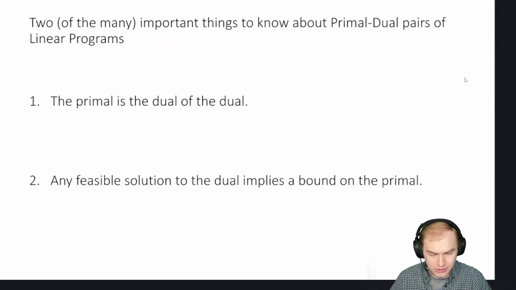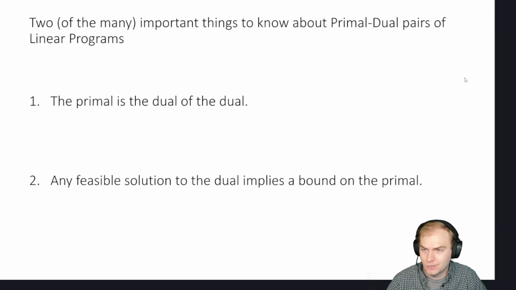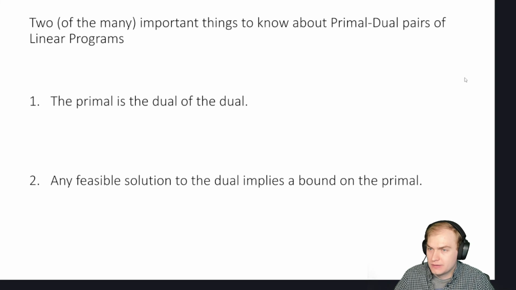In general, we're going to do another example here in a second, just so we can see everything in action. Two things we need to know. The primal is the dual of the dual. And any feasible solution to the dual implies a bound on the primal. And in fact, vice versa.